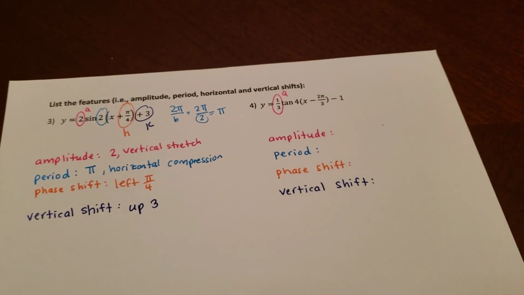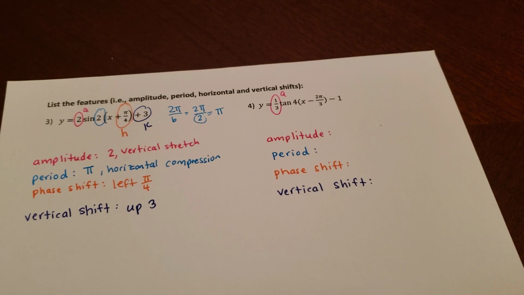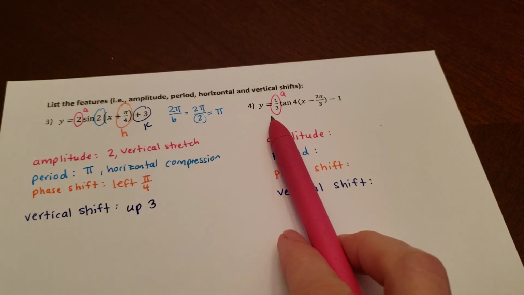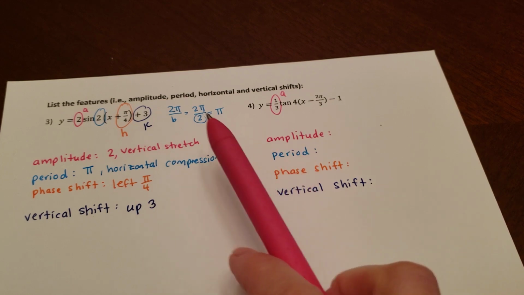All right, let's try a tangent. We have not done a tangent yet. So for tangent, remember, there is no amplitude. So even though this is 1/3, it's not like a 1/3 for height purposes because our graph does not have a height. It goes up forever and ever. But we can use this 1/3 to say that the graph has vertical compression.